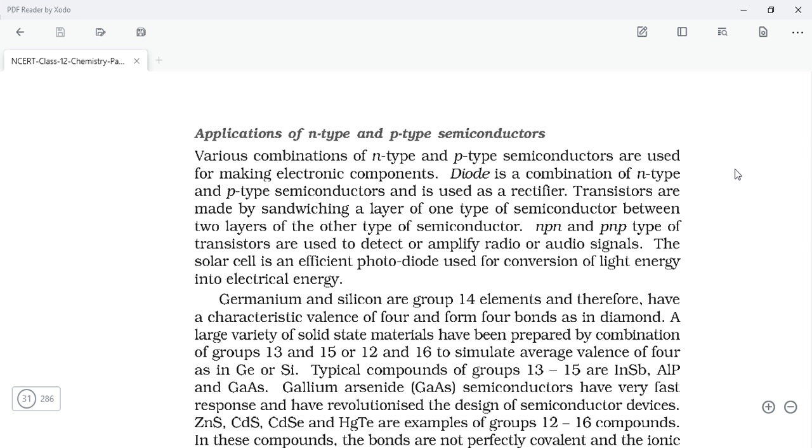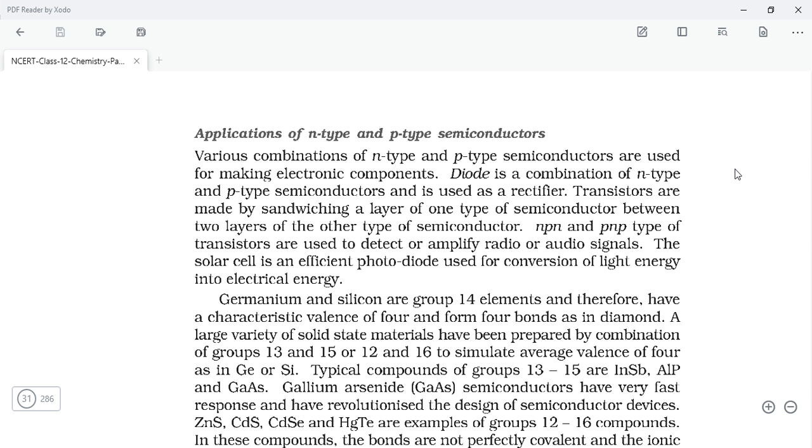Application of n-type and p-type semiconductors. Various combinations of n-type and p-type semiconductors are used for making electronic components. Diode is a combination of n-type and p-type semiconductors and is used as a rectifier. Transistors are made by sandwiching a layer of one type of semiconductor between two layers of the other type of semiconductor. NPN and PNP type transistors are used to detect or amplify radio or audio signals.